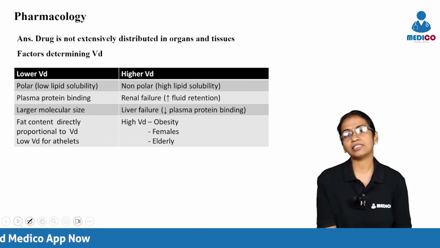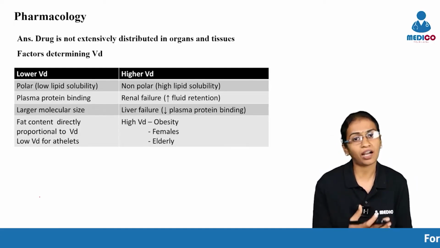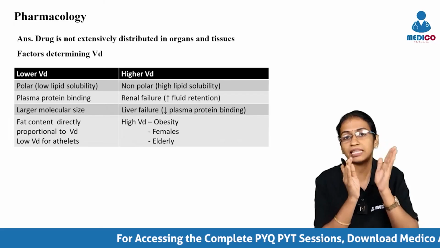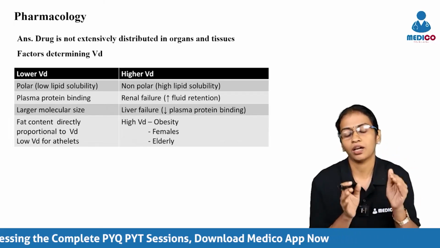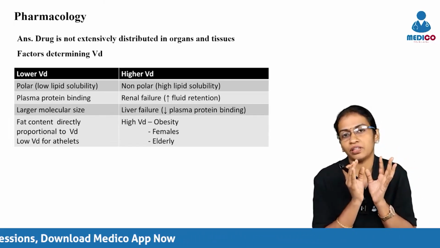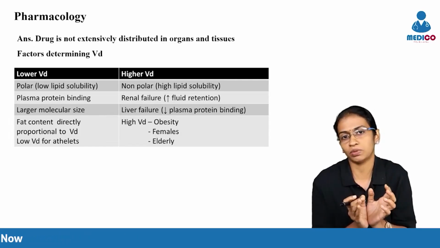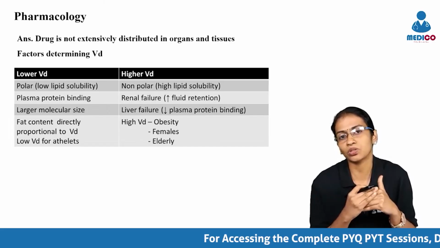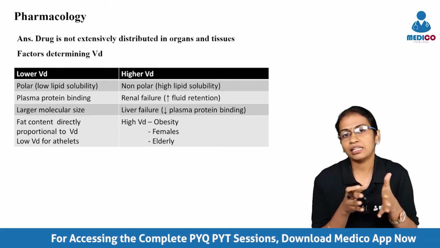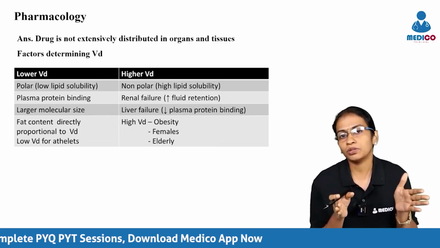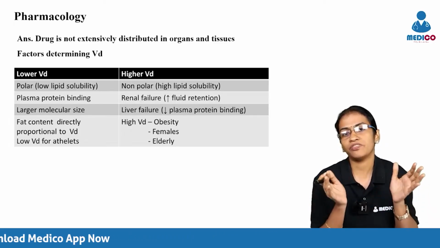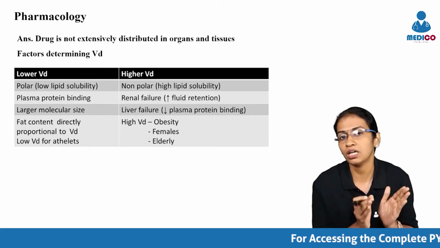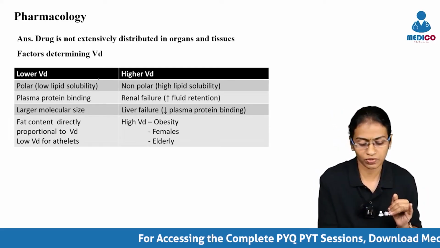Now, what are the factors determining volume of distribution? This is repeatedly asked. So, if you get the concept right, you can answer. If it is polar, if it has low lipid solubility, remember our membranes are all lipid bilayer. If the drug is lipid soluble, it can easily cross the membranes and easily get distributed. So, what will happen to volume of distribution? It will be more. If it is polar, with less lipid solubility, it will remain within the vascular compartment. Volume of distribution will be low.